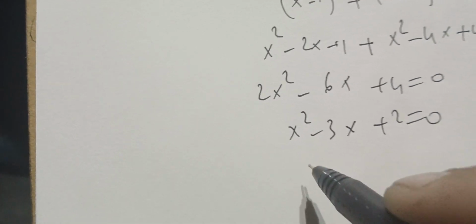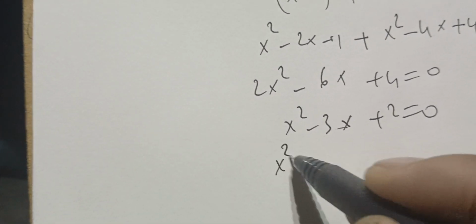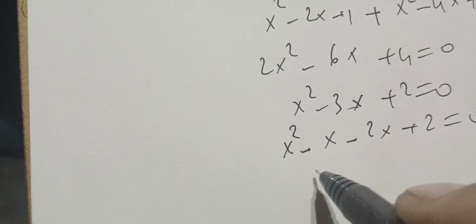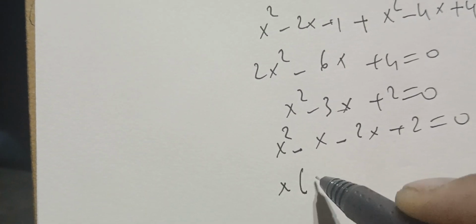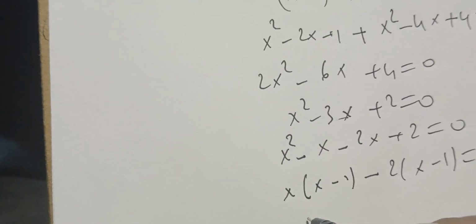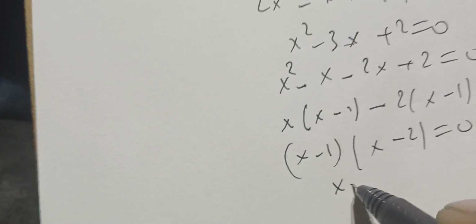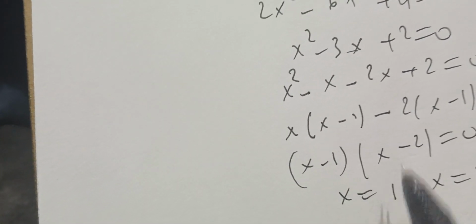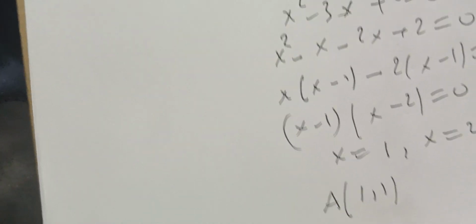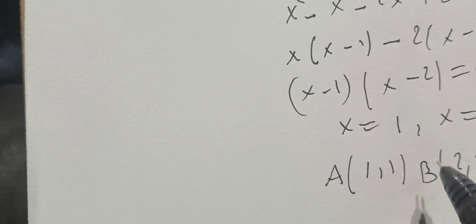Okay, now we solve for x. So we split these 3 as follows: x squared minus x minus 2x plus 2. This trick always works if you see what you want to do. So here we have x times x minus 1 minus 2 times x minus 1. So we have x minus 1 as a factor. So we have x minus 1 times x minus 2 equals 0. That means x equals 1 or x equals 2. That means the points, the first one is 1, 1, since we found that x equals y, and the second one is 2, 2. So we have 2 points.